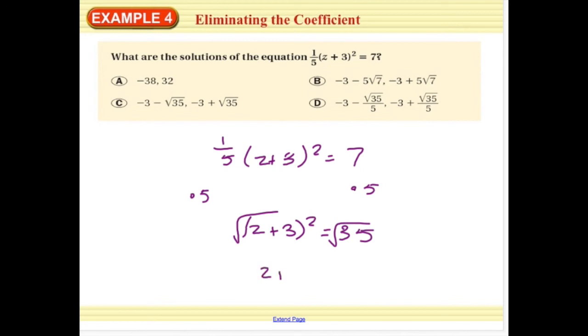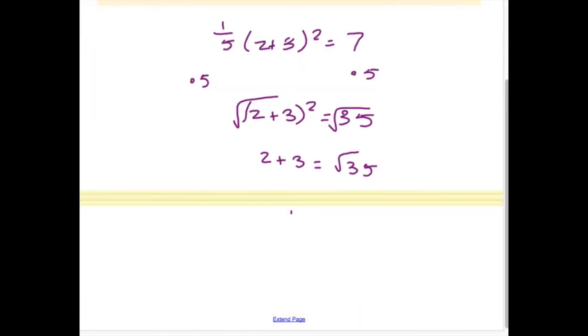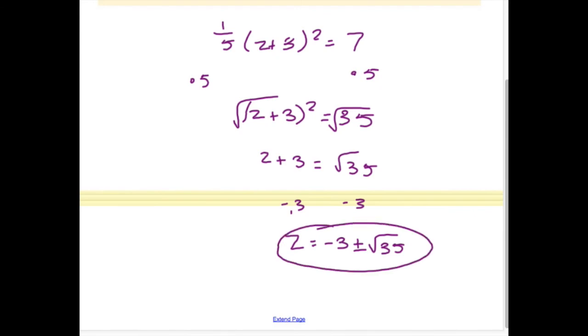I take the square root of both sides, so I get z plus 3 equals square root of 35. And then I subtract 3 from both sides. So z equals -3 plus or minus the square root of 35. Square root of 35 doesn't have any perfect square factors, so we can't simplify that anymore, and that's our answer.